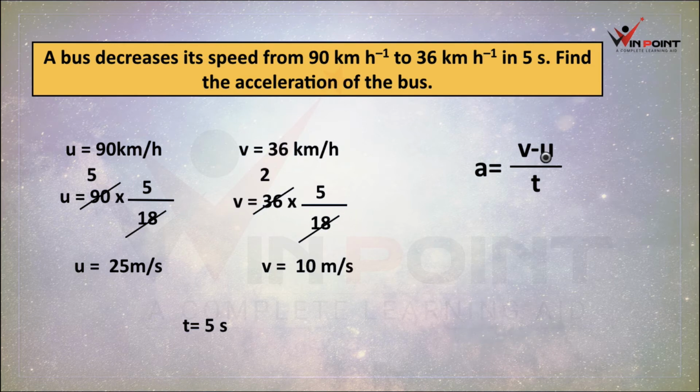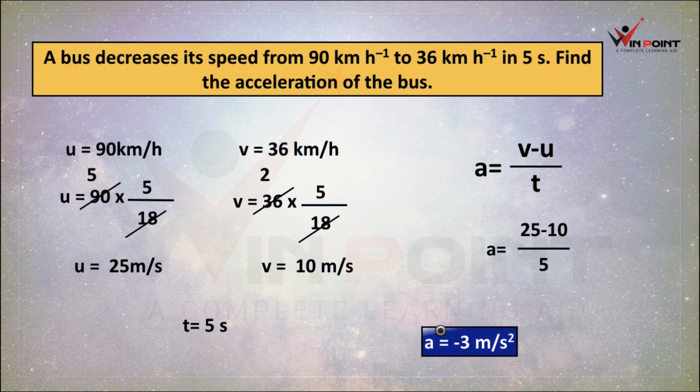a is equal to v minus u by t. v is 10 meter per second. u is 25. Time duration is 5. Then we can substitute all the values here. 10 minus 25 is minus 15, by 5. It is minus 3 meter per second square. That is the acceleration of this bus. It is negative acceleration, also called retardation, because the velocity is decreasing. That's the reason for this negative sign.